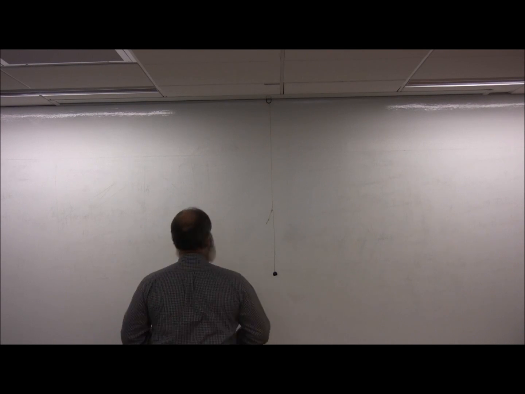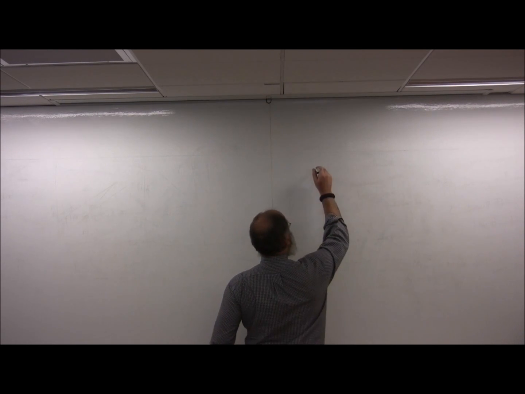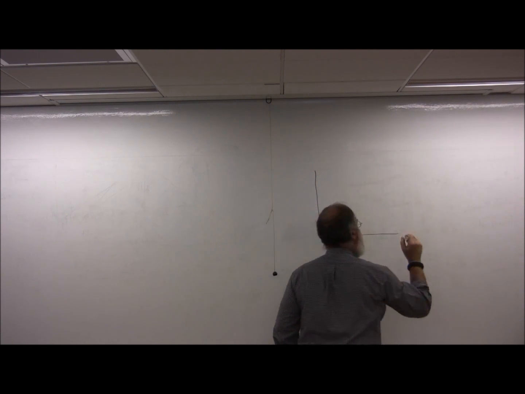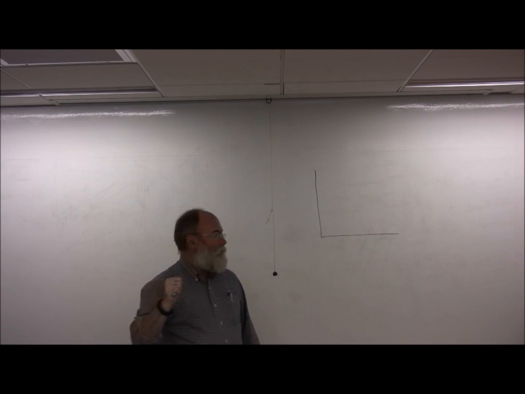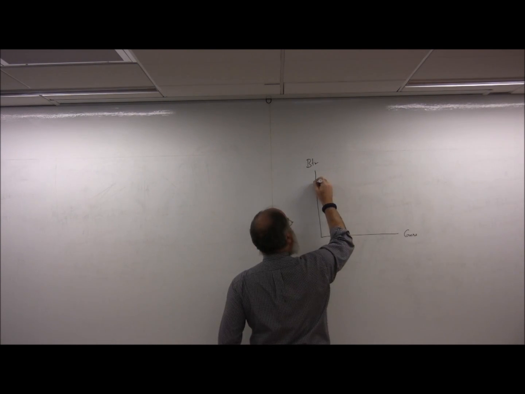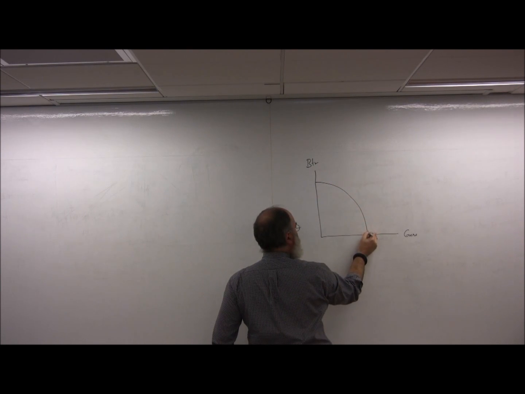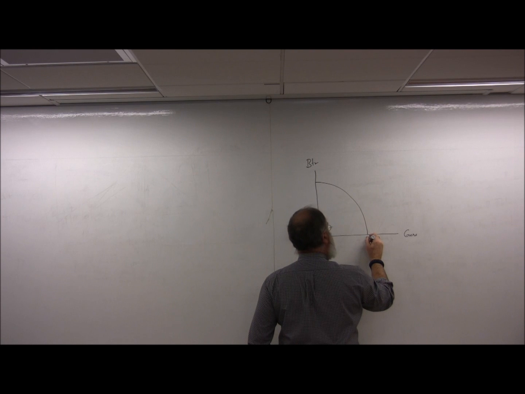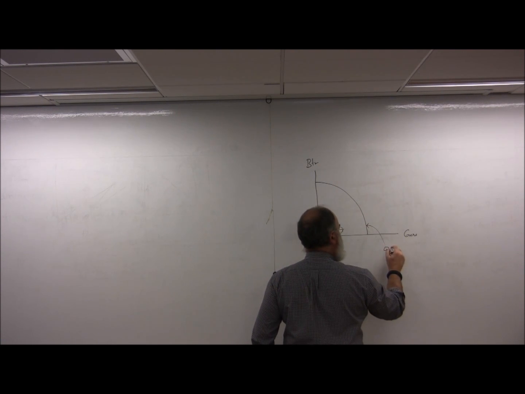If we go back to the supply side model, the supply side model can be illustrated with the production possibilities curve. The production possibilities curve shows our GDP, or more precisely, our potential GDP.